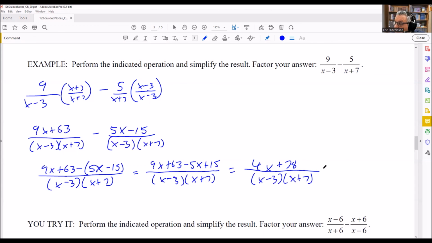We could also factor this one. We can factor out a 2 from there, common factor, and we get 2 times 2x plus 39, over x minus 3, x plus 7. So it's always good to factor just in case there might be something you can cancel, but in this case, there's not. Nothing cancels from this one. So that's going to be my final answer.